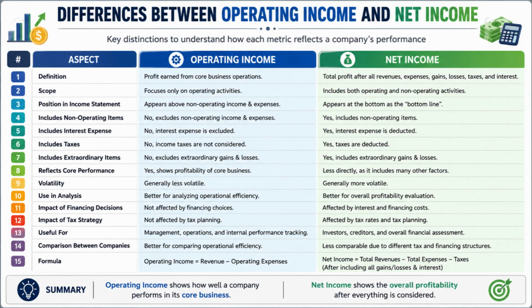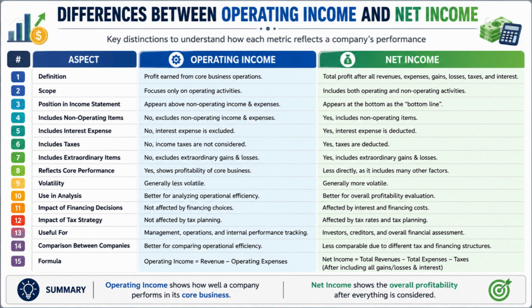Number 4. Operating income excludes non-operating income and expenses, whereas net income includes all non-operating gains and losses. Number 5. Operating income does not include interest expense, whereas net income is calculated after deducting interest expense. Number 6. Operating income excludes income taxes, whereas net income is determined after taxes have been deducted.